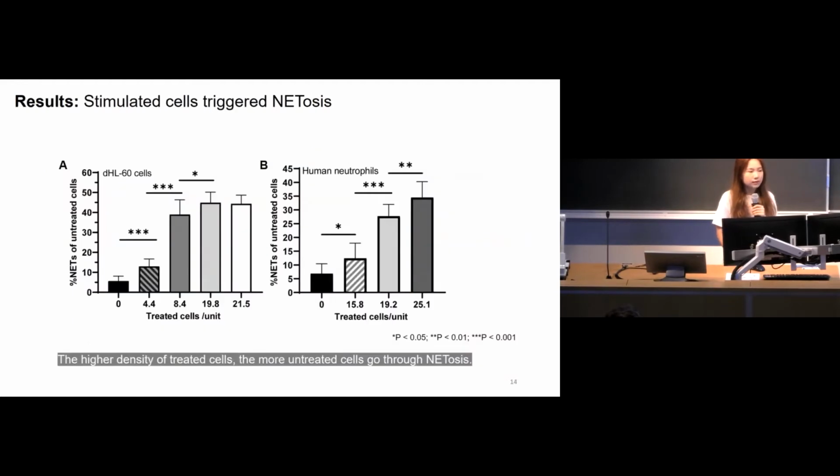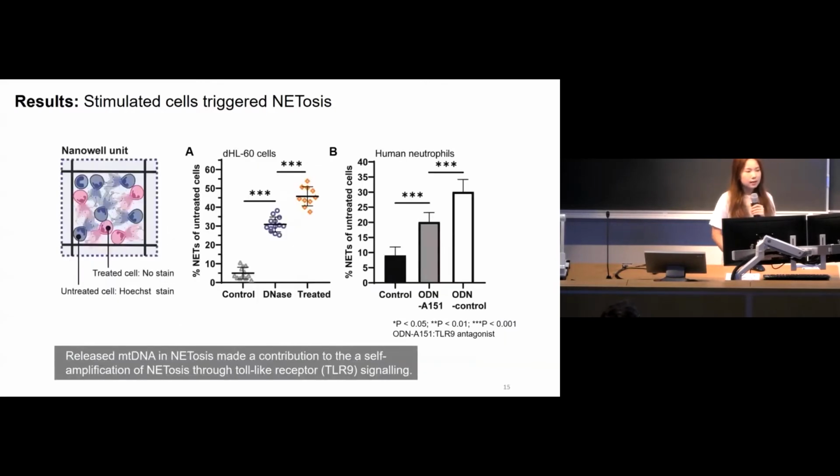And here are some results from dHL-60 cells and human neutrophils. The x-axis here shows the cell densities of treated cells, the number of treated cells per nanowell unit, the stimulated cells here. And the y-axis here shows the percentage of NETs of untreated cells. That's our cell batch 2. So we could say that the higher the density of stimulated cells inside the nanowell unit, the more untreated cells released NETs here. So we think that the stimulated cells did release some sort of signals to trigger NETosis of untreated cells.